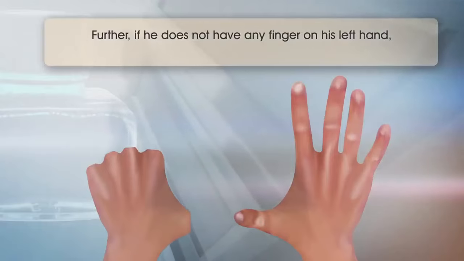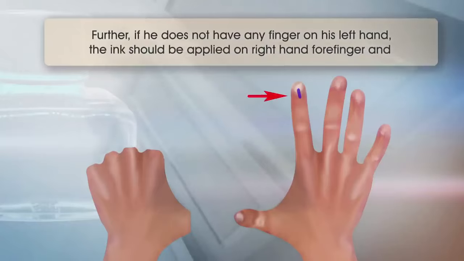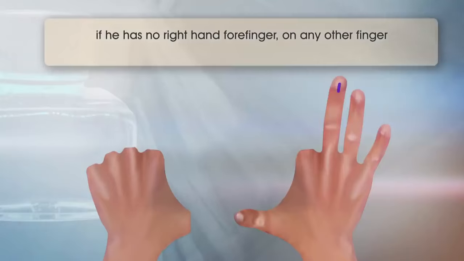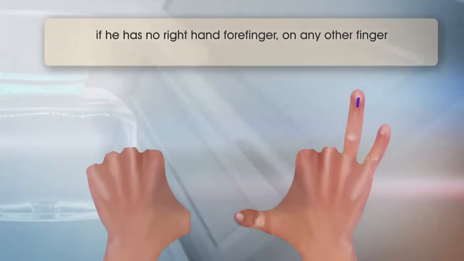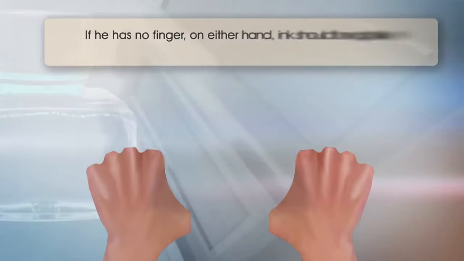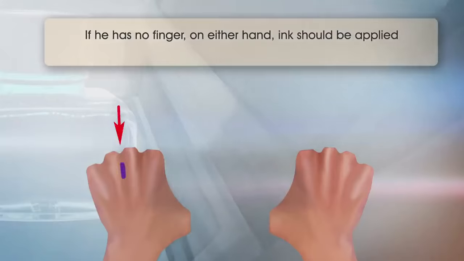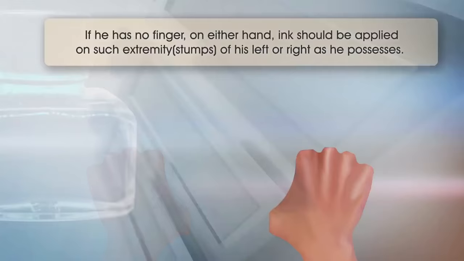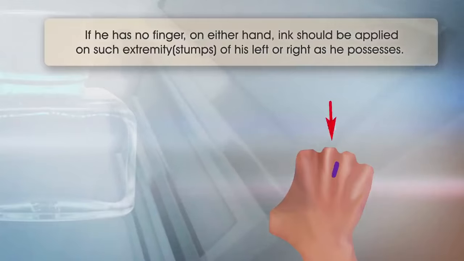Further, if he does not have any finger on his left hand, the ink should be applied on right hand forefinger, and if he has no right hand forefinger, on any other finger which he has on his right hand starting with his forefinger. If he has no finger on either hand, ink should be applied on such extremity or stumps of his left or right as he possesses.